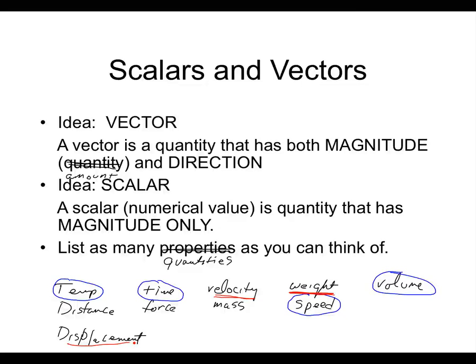Distance is the magnitude of displacement. So you take distance, combine it with direction, and you get the vector displacement. What about force? Vector. Mass. Scalar. Mass doesn't have direction. So temperature, distance, time, mass, speed, and volume have no direction associated. But things like displacement, force, velocity, and weight all have an associated direction. And we'll talk about vectors on Friday.